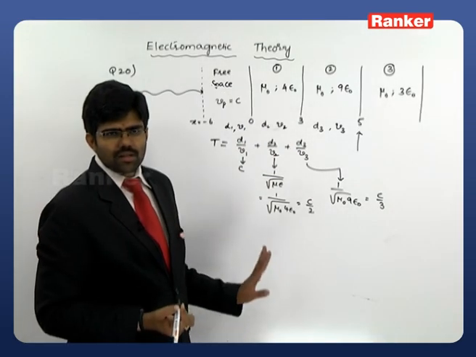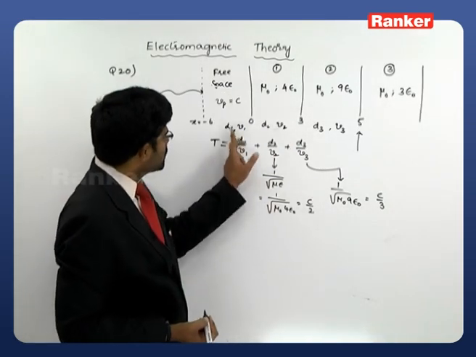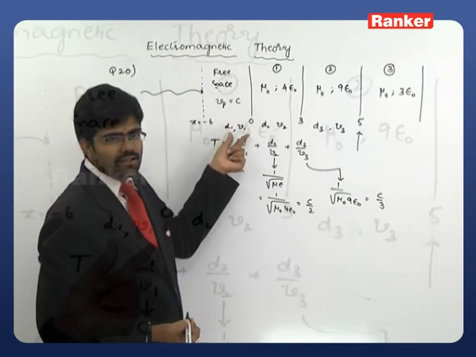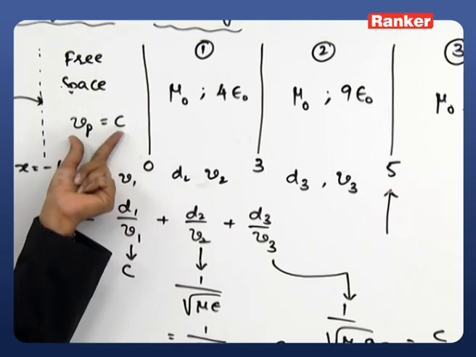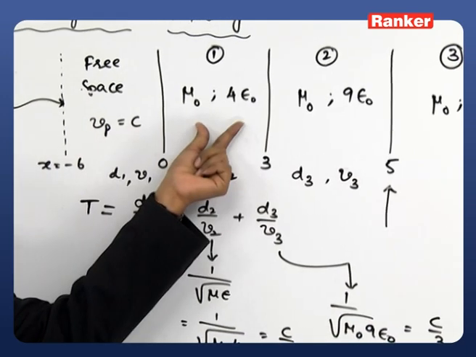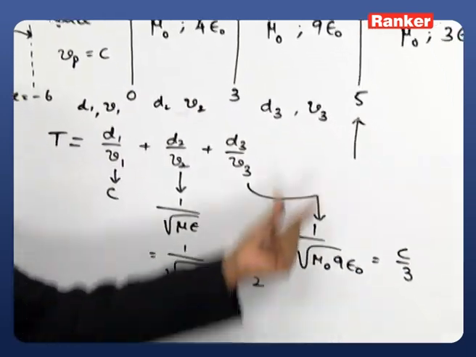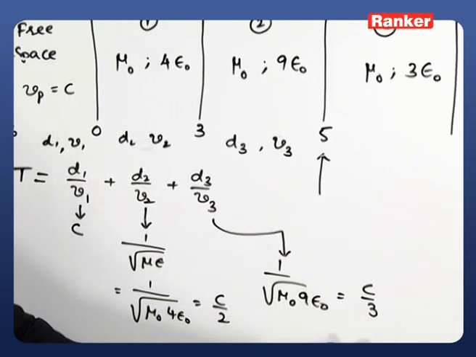So here clearly just observe what I am doing. I am calculating the distances initially. I obtain the distances d1, d2, d3. Later I am calculating the velocities. Velocity is equal to c here, and here it is c by 2. Here in this region we got c by 3.